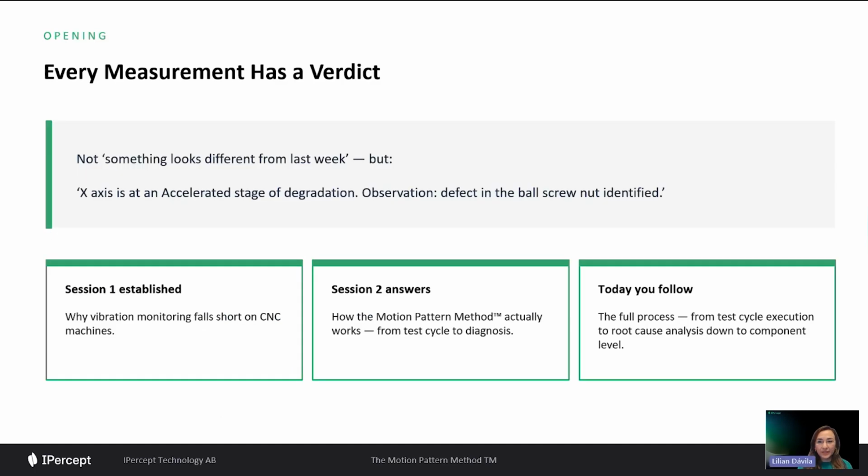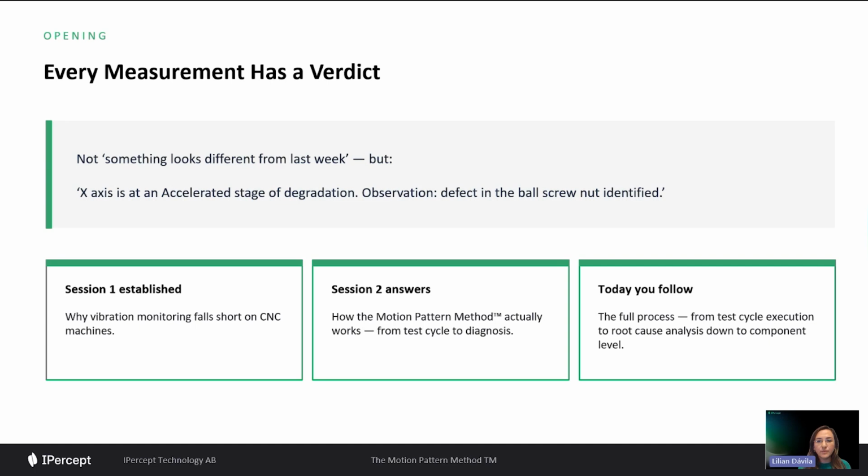Now, session 1 ended with a crucial question. How do we go from a motion measurement to a maintenance decision? And the answer is what we're going to cover today. The quote at the top is what makes this method fundamentally different from traditional vibration monitoring. It's not just something looks different from last week, but rather your x-axis is at an accelerated stage of degradation.